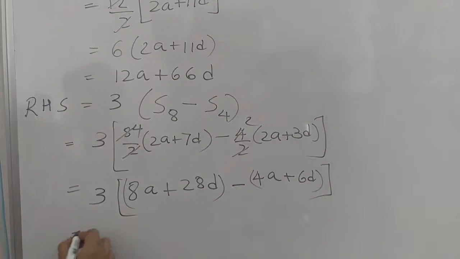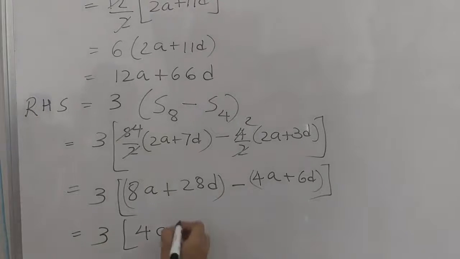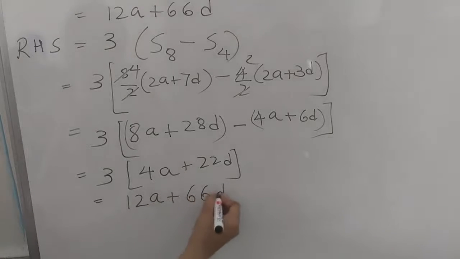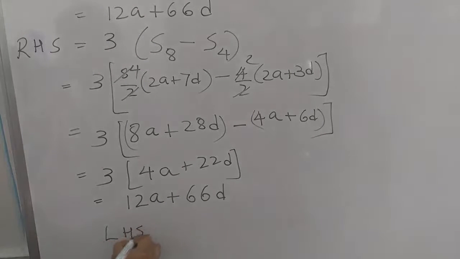Now this 3 again as it is, we will take like terms: 8a minus 4a is 4a, and 28d minus 6d is 22d. So now we multiply this 3 inside. 3 4s are 12a plus 22 multiplied by 3, that is 66d. So you can see, students, our left hand side is equal to right hand side. So we have completed our proof here, hence proved.